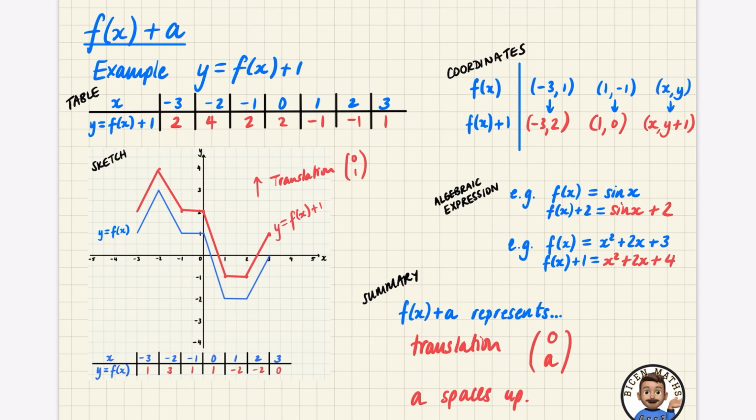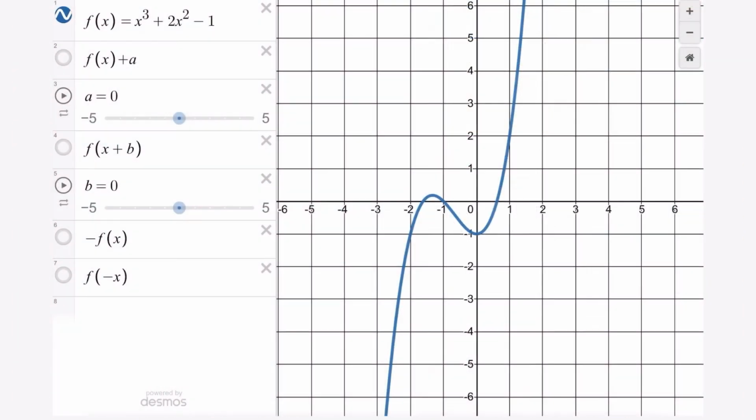So let's have a look and see how that behaves when we look on a graph on Desmos. I've just drawn a random function here. I've done f of x equals x cubed plus 2x squared minus 1, and I'm going to put f of x plus a. I'm always going to use blue for the original and red for the translated one. I'm going to press play next to a here. You can just type this all in yourself on Desmos. It works very, very easily.